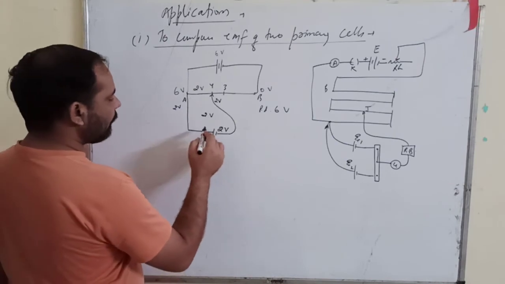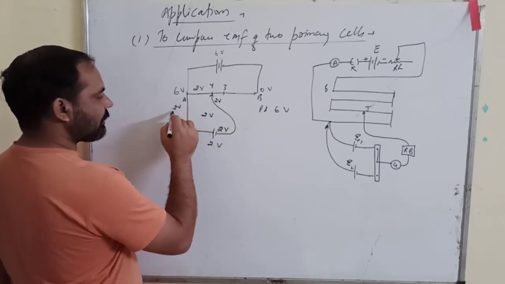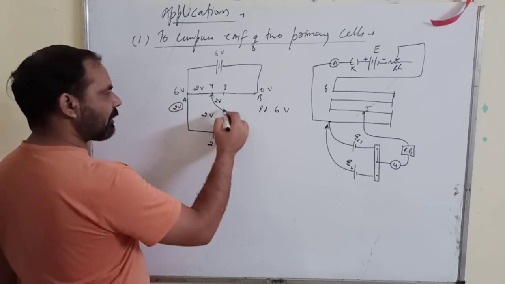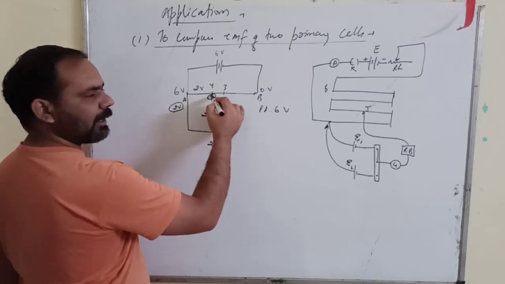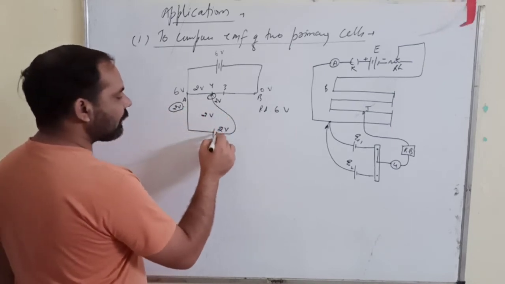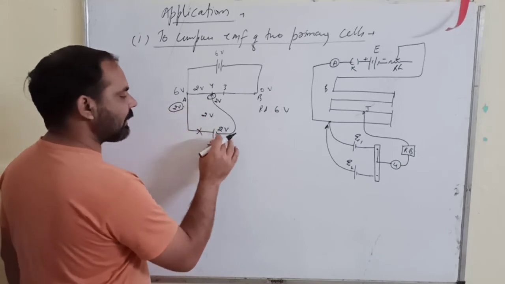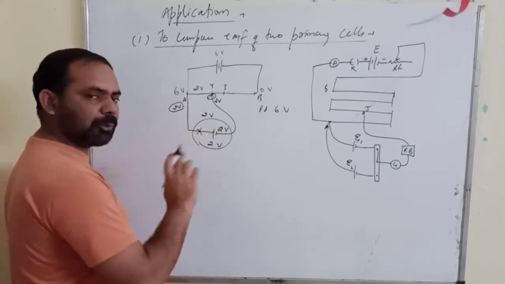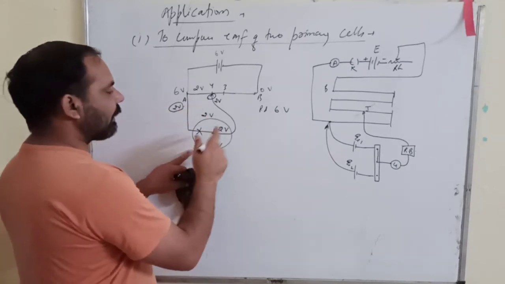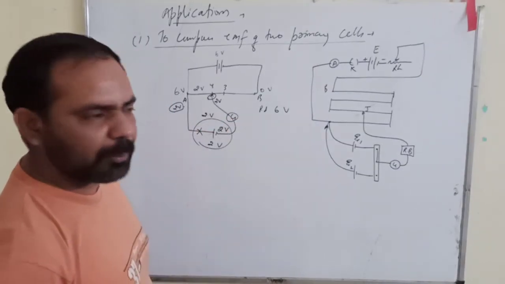Now what is the potential of this end? This is 2 volt, and what is the potential of this jockey point? It is also 2 volt. What is the difference? 0, and therefore the current of this cell will not flow through the circuit. This cell current will not flow through the circuit. And if you connect a galvanometer here, how much deflection will that galvanometer show?